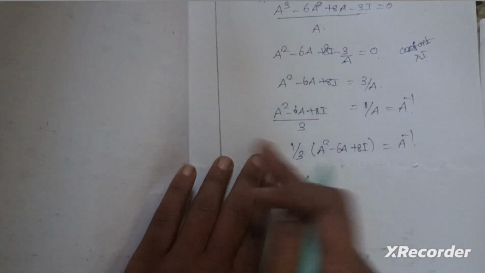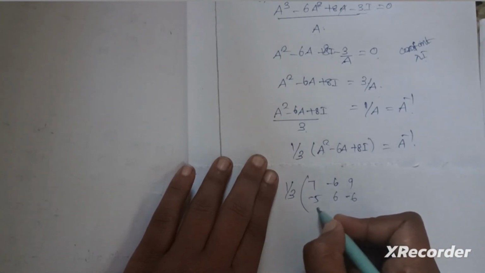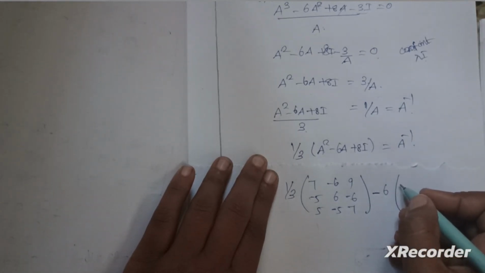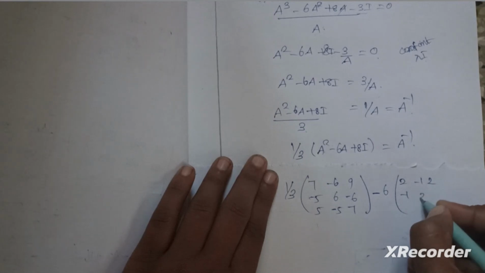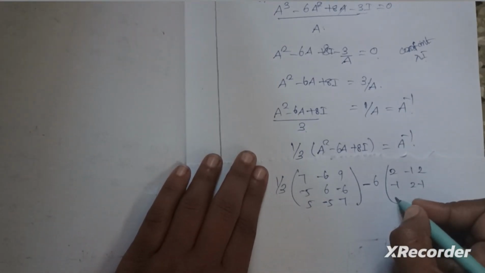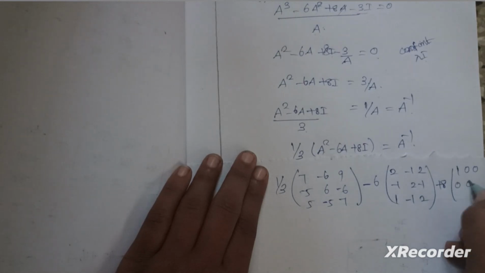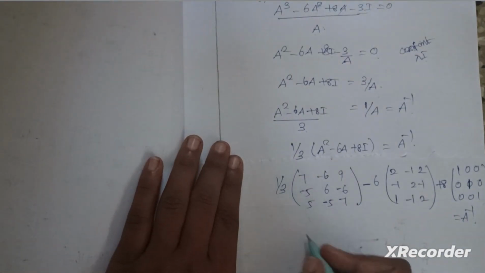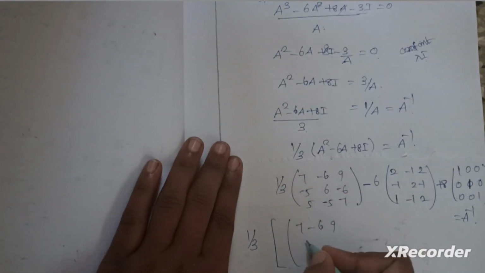1 by 3, A squared value already we have found, 7 minus 6 9, minus 5 6 minus 6 5, minus 5 7. Next minus 6 into A. A value, what is the A? 2 1 1 2 minus 1 2 minus 1, 2 minus 1. Next 1 minus 1 2 plus 8 into I. What is I? 1 0 0, 0 1 0, 0 0 1, equal to A inverse. So 1 by 3 whole, common, 7 minus 6 3 minus 5 6 minus 6 5 minus 5 7.